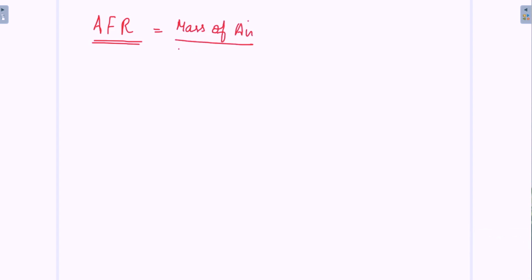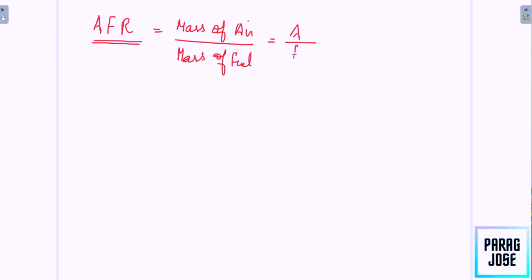Here we have to talk about the term called AFR, that is air fuel ratio. This is the ratio of the mass of air to the mass of fuel combination inside the cylinder. In this case, I'll be calling it A by F. So in a typical vehicle, we are going to consider a stoichiometric ratio of around 11.5.